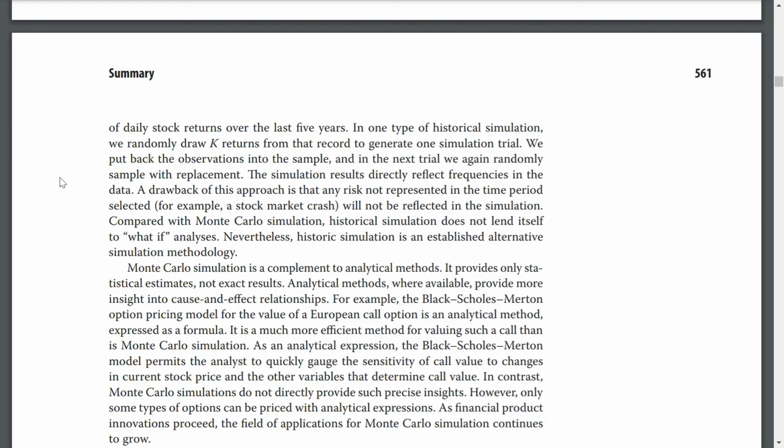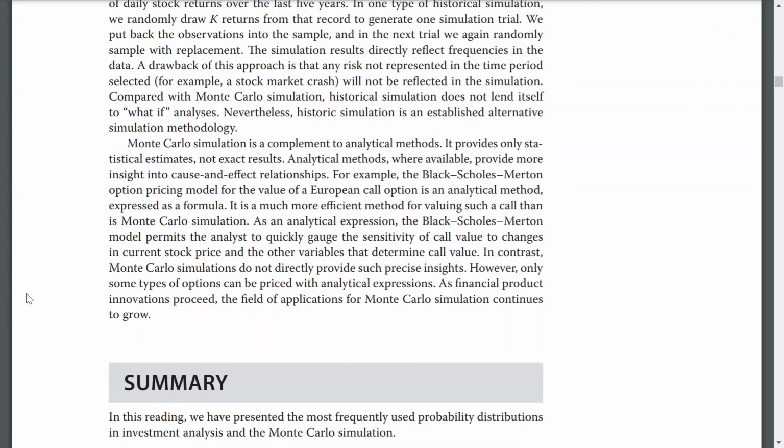A drawback of this approach is that any risk not represented in the time period selected, for example a stock market crash, will not be reflected in the simulation. Compared with Monte Carlo simulation, historical simulation data does not lend itself to what-if analysis. Nevertheless, historical simulation is an established alternative simulation methodology.